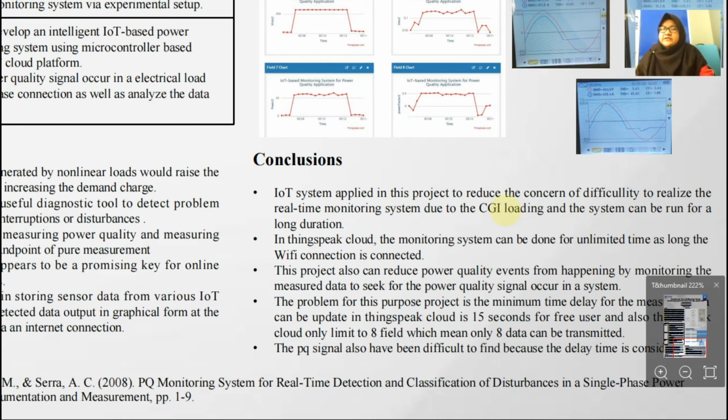The problem for this proposed project is that the minimum time delay for the measured data to be updated in ThingSpeak Cloud is 50 seconds for a free user, and for a user that has a license it is 1 second minimum. Also, ThingSpeak Cloud only has 8 fields, which means only 8 data can be transmitted. Lastly, the PQ signal is also difficult to find because the delay time is considered long. The most accurate time that this project should use is the millisecond.